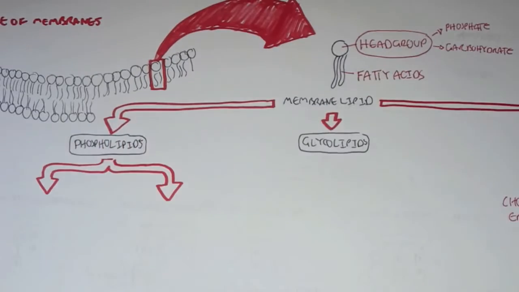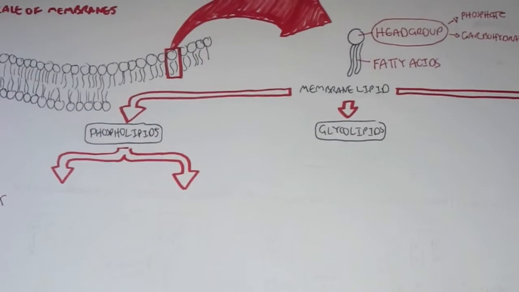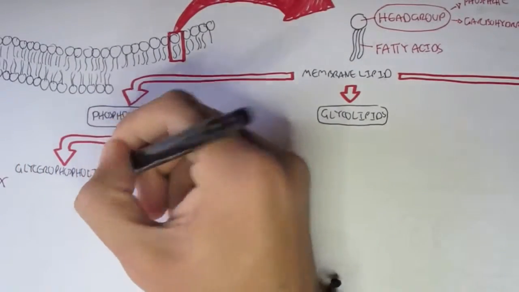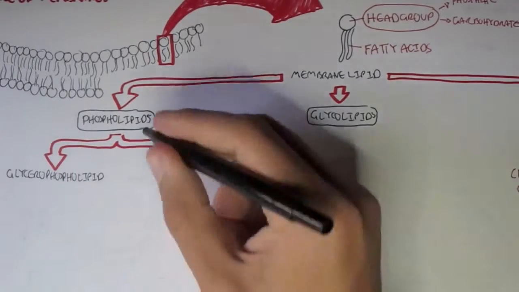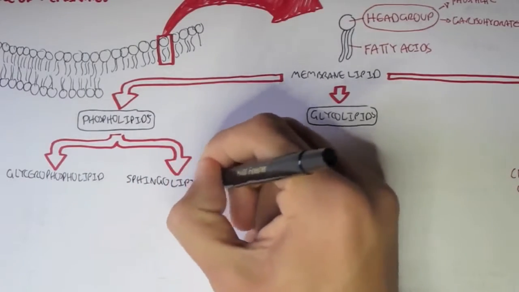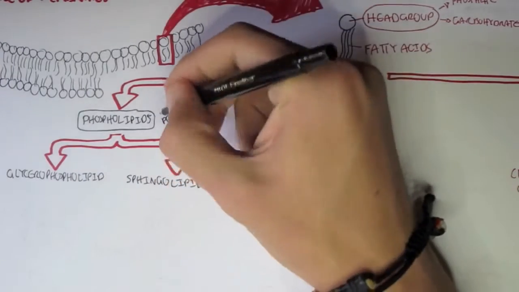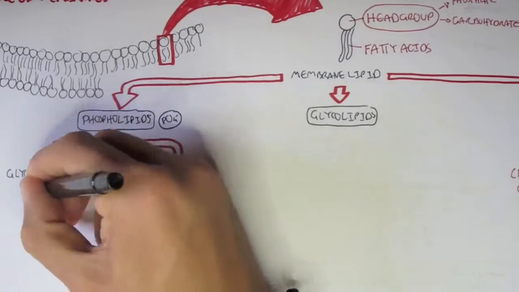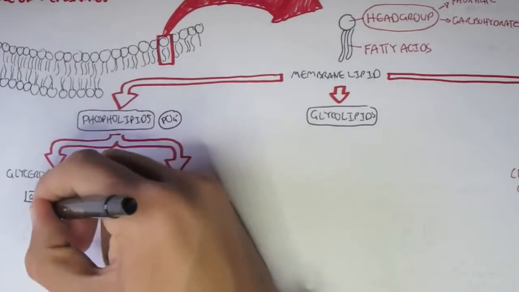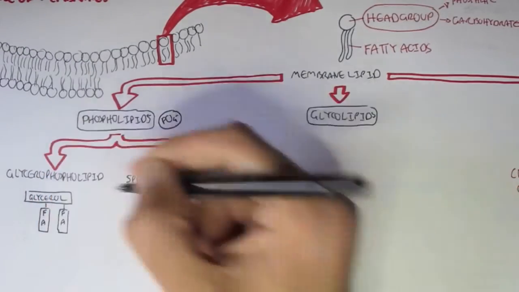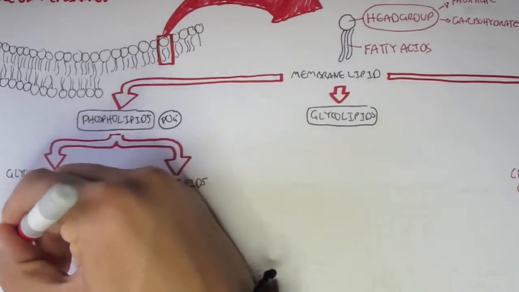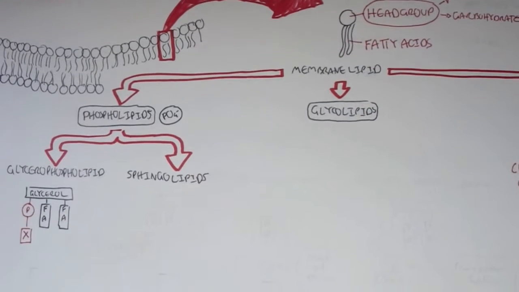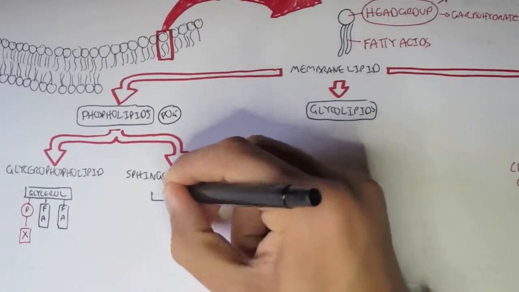Now, phospholipids contain phosphate and can be divided again into 2 parts. There can be glycerol phospholipids, and there can be sphingolipids. They both contain phosphate on the head group. Remember, they contain phosphate on the head group. So glycerol phospholipids essentially contain a glycerol backbone with 2 fatty acid tails and a phosphate head group, with X being any chemical group attached to it.